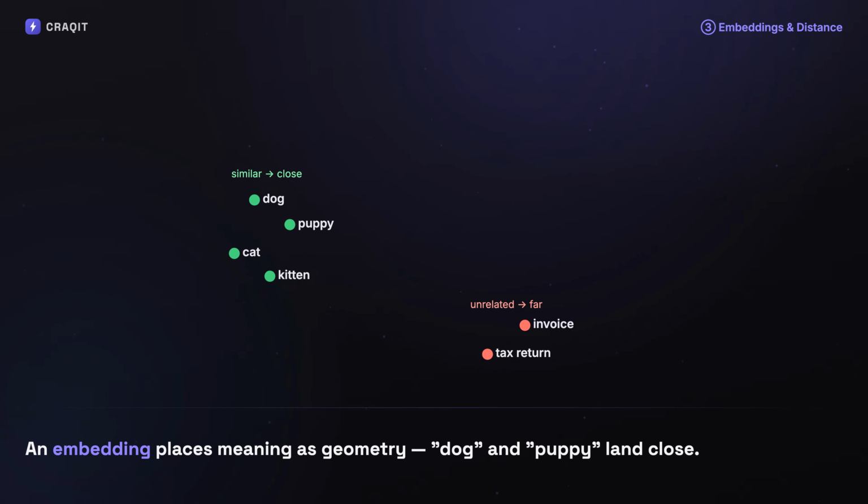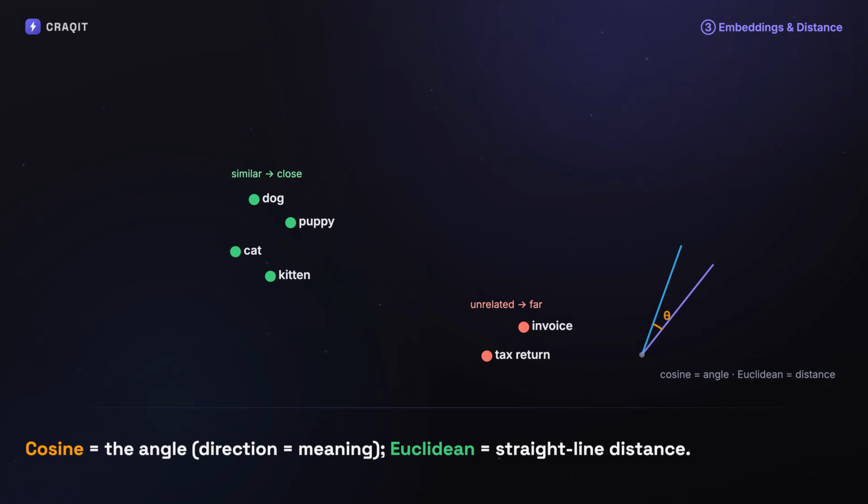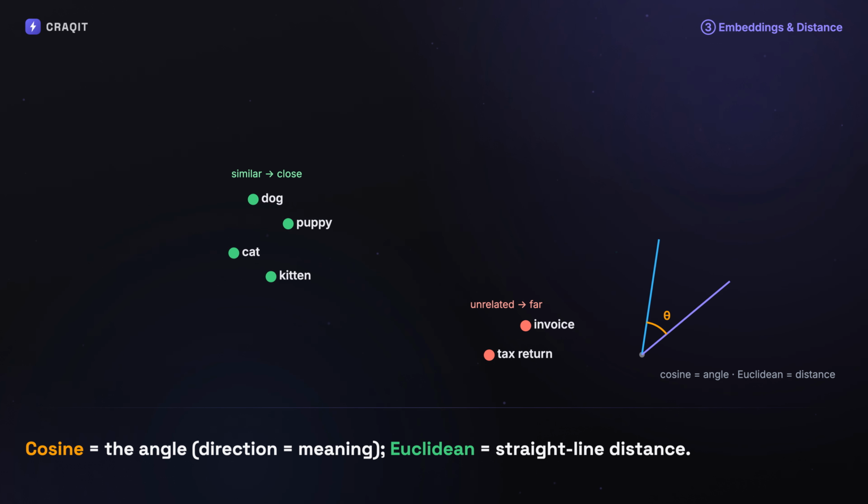Now, close needs a precise definition, a distance metric, and there are three you should know. Cosine similarity measures the angle between two vectors and ignores their length. It's the default for text, because meaning is about direction, not magnitude. Dot product, which folds in magnitude and is common when vectors are normalized. And Euclidean distance, straight line distance, when magnitude genuinely matters.